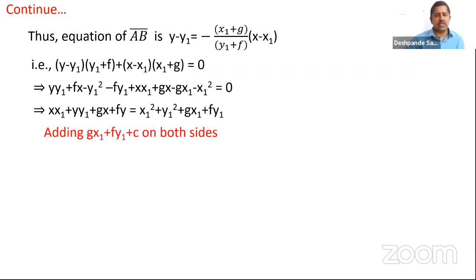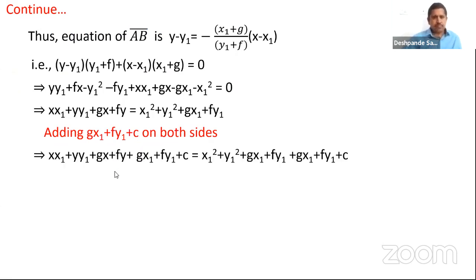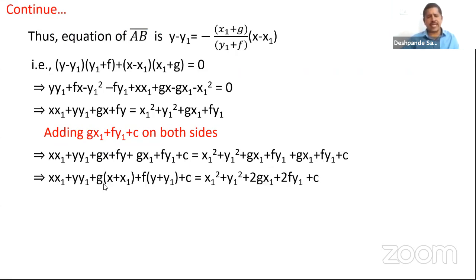So you add some terms on both sides. What are the terms you are adding? g x1, f y1, c on both sides. When you add, you get g x1 plus f y1 plus c. Here also g x1 plus f y1 plus c. Now you see in this equation, you got g times (x plus x1), f times (y plus y1) plus c. Here g x1 is 2g x1, f y1 is 2f y1, plus c. So the left hand side equation is S1 and the right hand side is S11. So you get S1 is equal to S11.